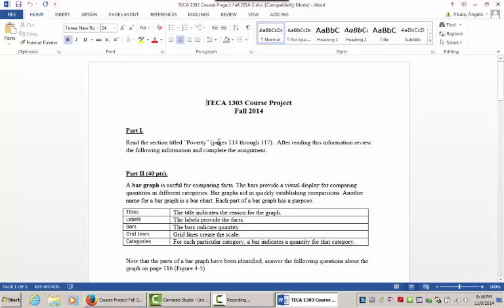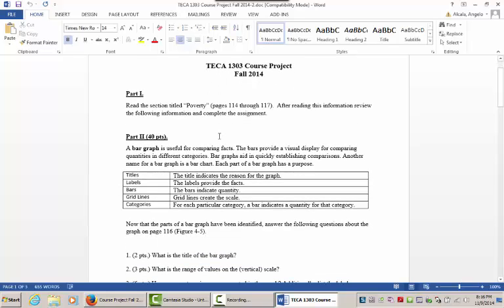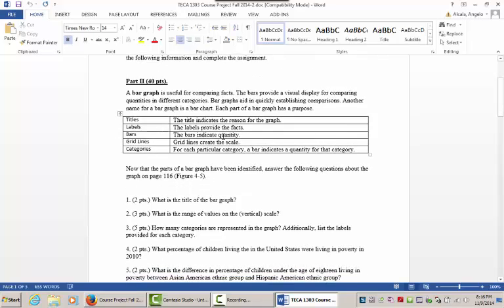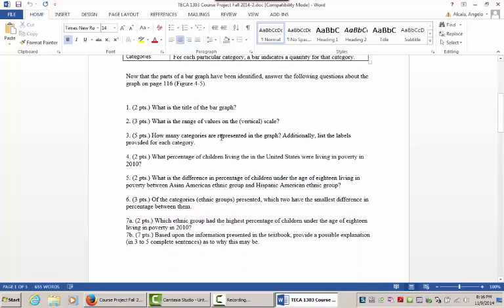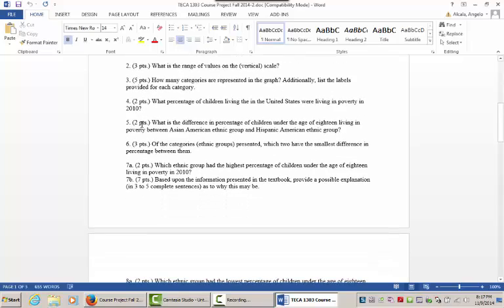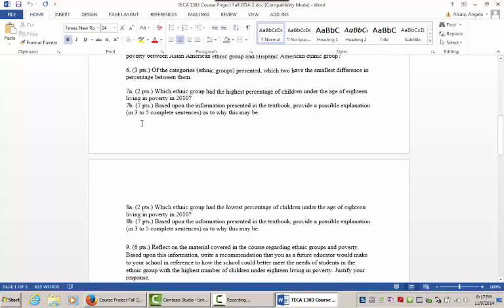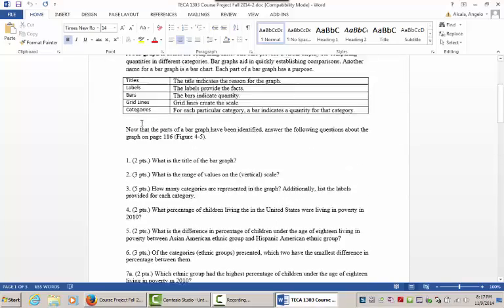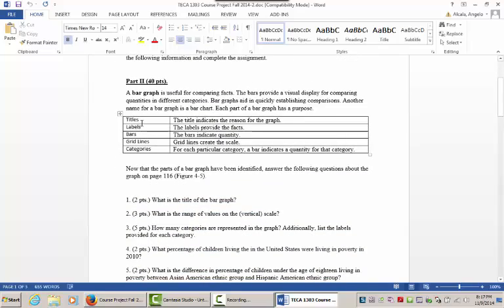Okay. After you read that information, you are then to look at the graph on page 116, which is figure 4-5, and review this information here about a bar graph. And then down below, you have questions over that bar graph, which relates to the information you read for part 1. After each number, you will see the points allotted for each question. Okay, and this particular section, part 2, is worth 40 points.